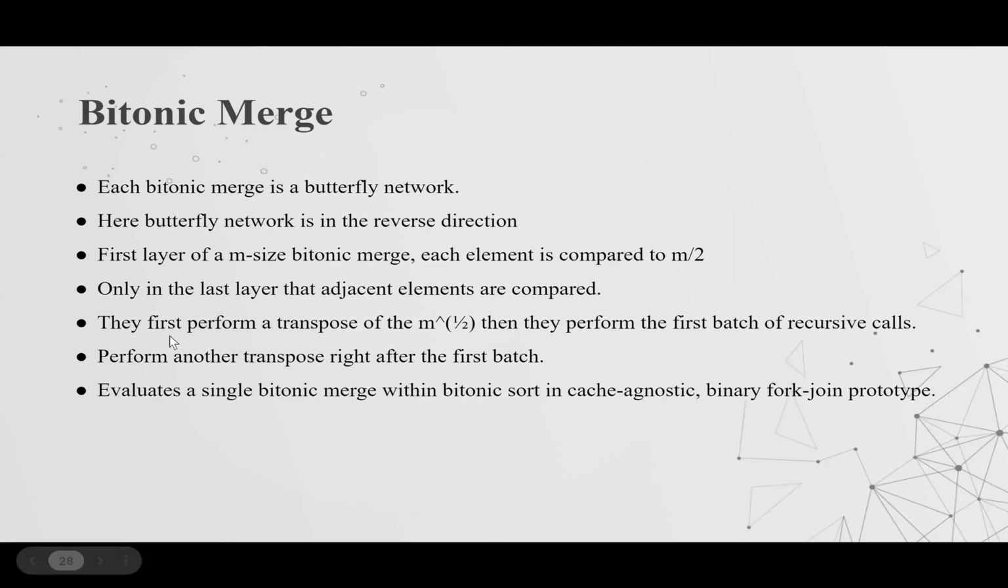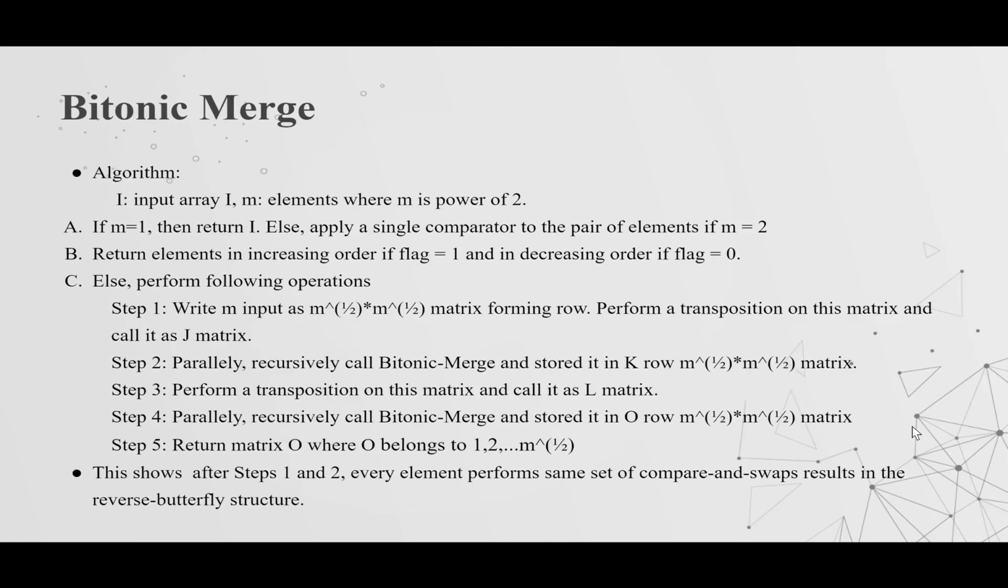In the authors' algorithm, they first perform a transpose of square-root-sized partitions of elements, then perform the first batch of recursive calls. Like this, they perform every batch of recursive calls. Their algorithm evaluates a single Bitonic merge in a cache-agnostic and binary fork join prototype. Let's elaborate this algorithm more. Consider I is the input array of m elements and m is a power of 2.